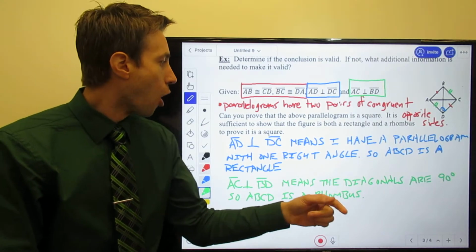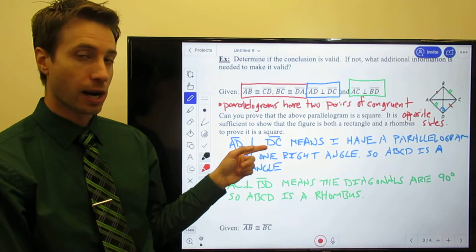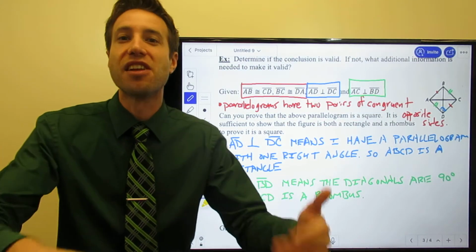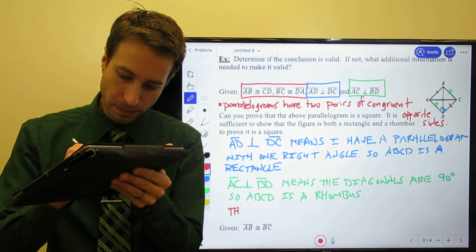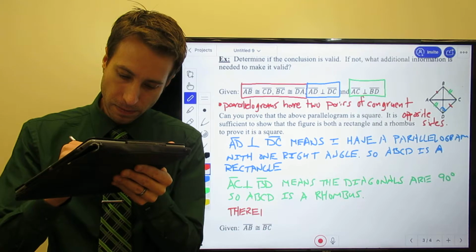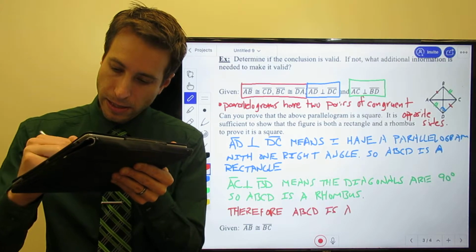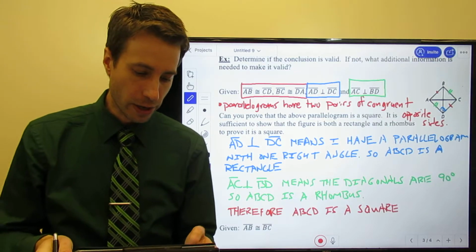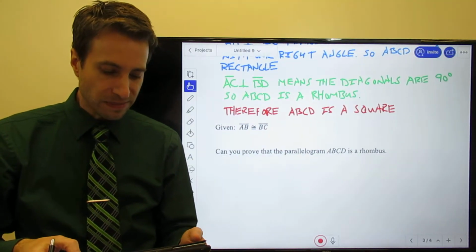Well, that's it, right? All I needed to do, it is sufficient to show the figure is both a rectangle, I did it right here, it's a rectangle, and is a rhombus, I did it right here, it's a rhombus. That's enough to prove that it is a square. So, therefore, ABCD is a square. Awesome job. Here we go. I got another one for you right here.